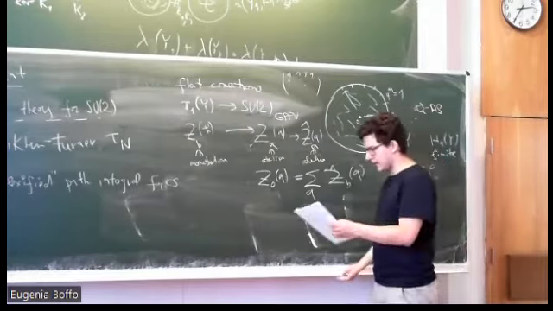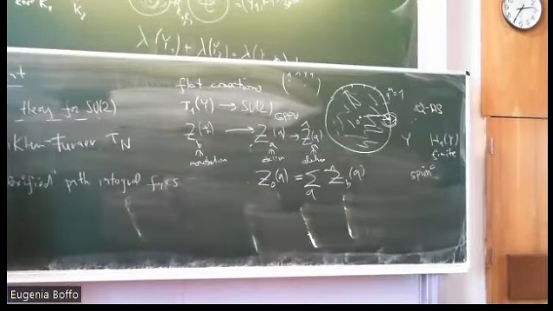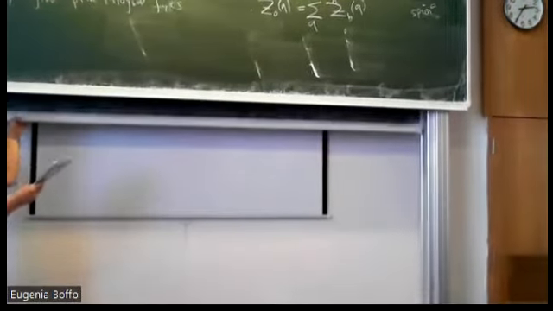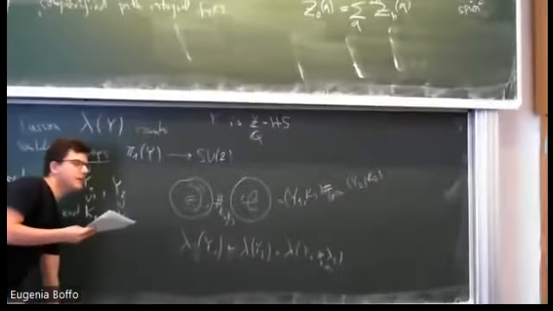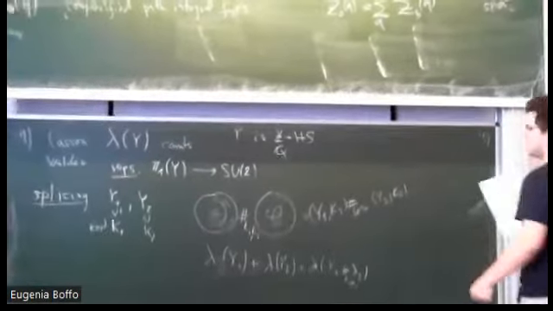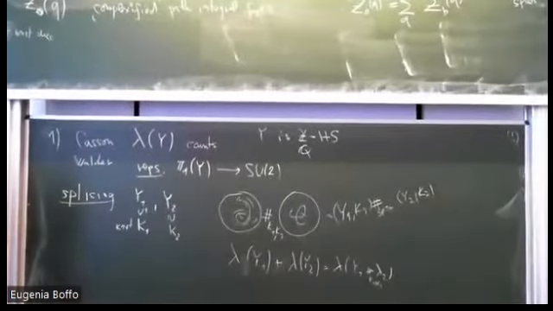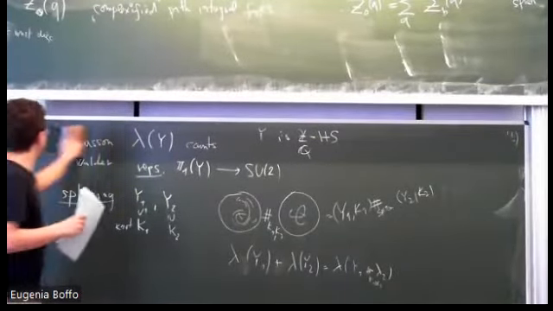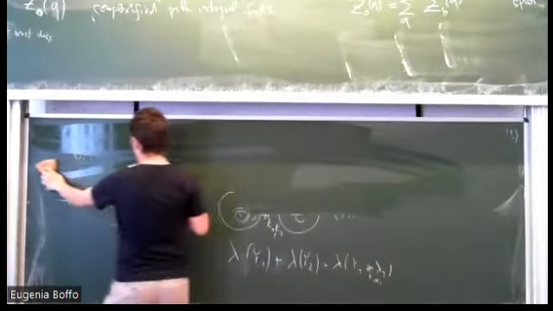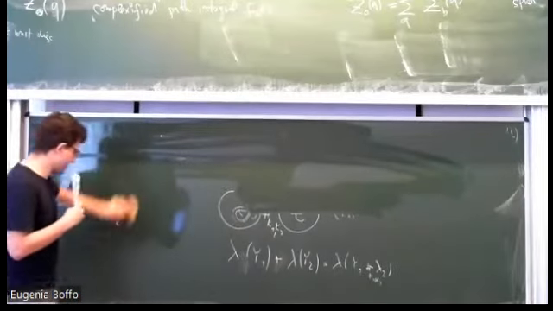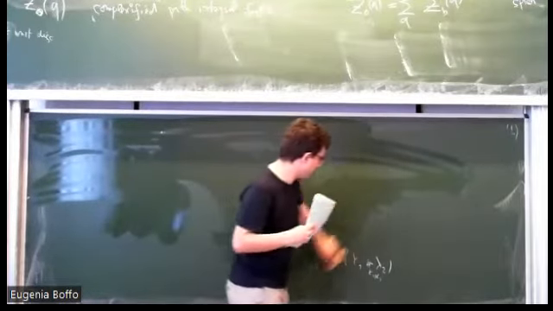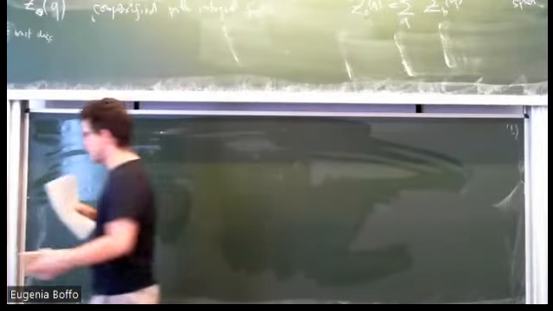Okay, so I should write the formula, right? To make sense of the formula, I need to say something about the plumbing. Any questions? You don't have to think about spin-C structures. It's fine if you just think about abelian connections.